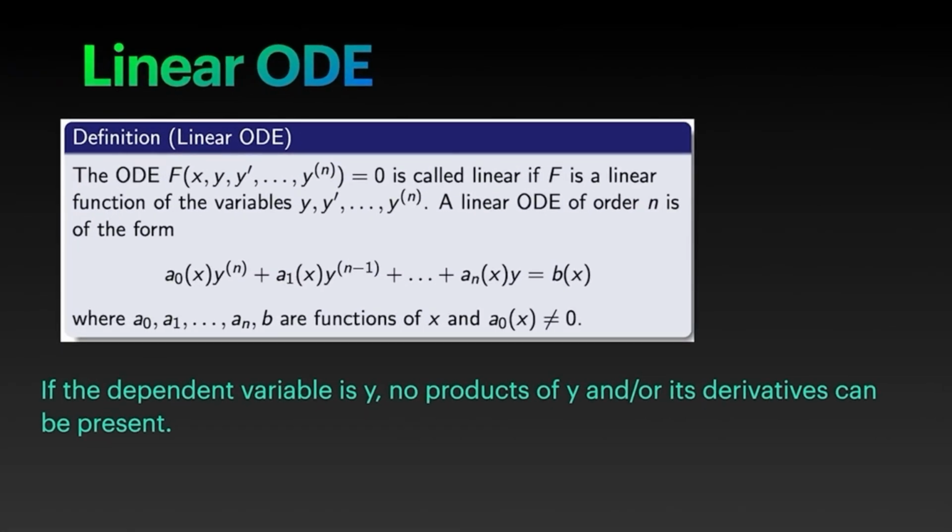A linear ordinary differential equation is a type of ODE which is linear in y and every derivative of y. What this means is that there shouldn't be any terms like y squared or the square of the first derivative of y or y into the first derivative of y. None of those terms are allowed in a linear differential equation. You can see the general form of such an equation given here in the definition.